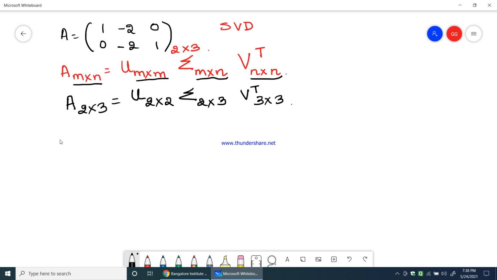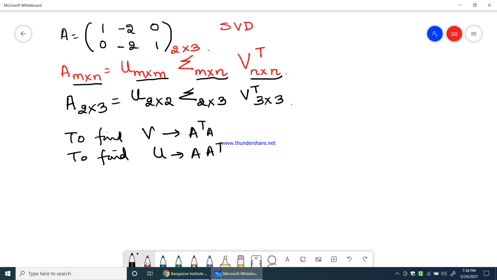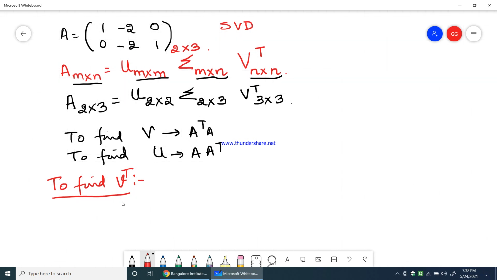We all know that to find V we take A transpose into A, whereas to find U we normally consider A into A transpose. Okay, so let us find V first and then we'll go to U. So to find V, sorry, it is V transpose. Anyway, at the end we will find out the V transpose. So let me take A transpose into A.